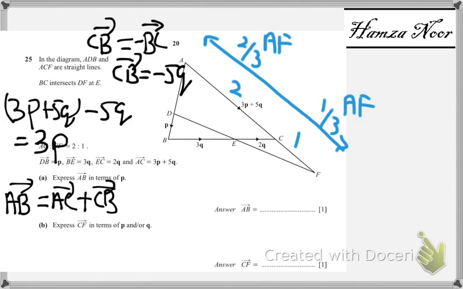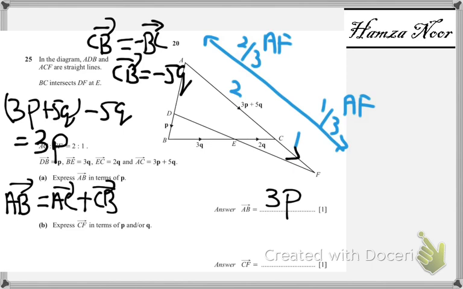Okay, AB is equal to 3P. Now part B is asking: express CF in terms of P and or Q, which means CF can either be in terms of P, or in terms of Q, or in terms of both as well. So express CF. Where is exactly CF? This is right here. So what is the AF vector which we have been given? Okay, the AC vector is 3P plus 5Q.